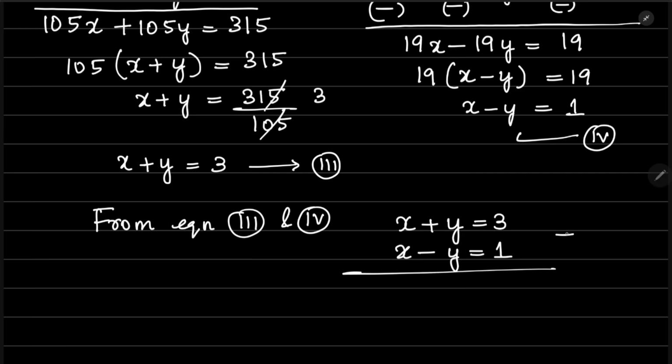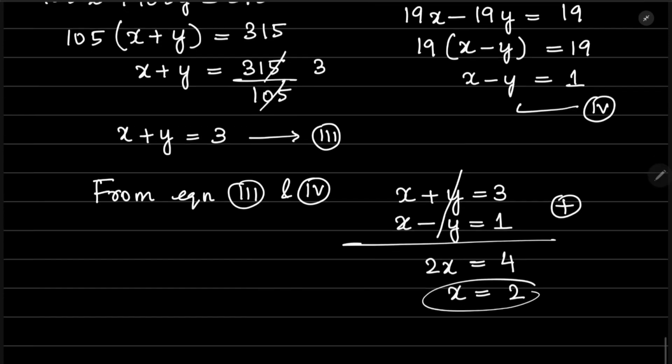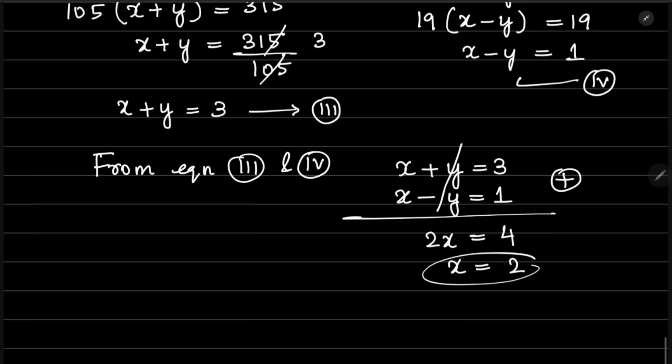Okay, you just have to add them. So plus y minus y will get cancelled. So you have 2x equal to 4. x is equal to 4 by 2, which is 2. Right? Now you can put this in any one of the equations.